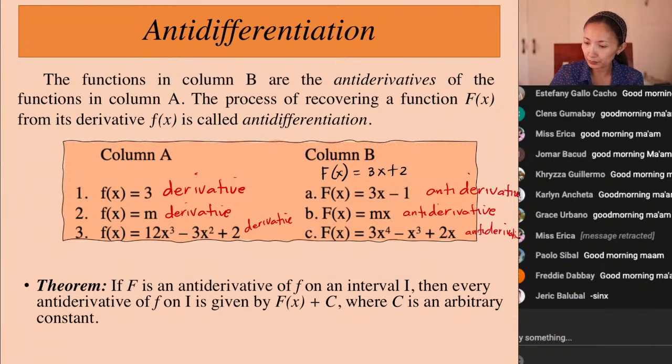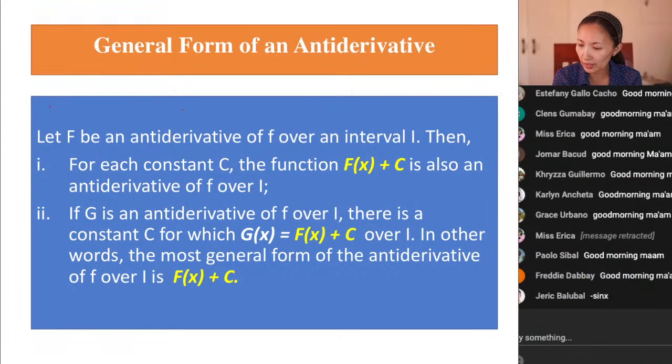Now let's look into the formal definitions. Let F be an antiderivative of f. The capital letter F denotes the antiderivative, and the small letter f the derivative. For each constant c, the function F(x) plus c is an antiderivative of f over the interval I. Now, if G is an antiderivative of f over I, there is a constant c for which G(x) is equal to F(x) plus c. Just do not forget to include the arbitrary constant c.